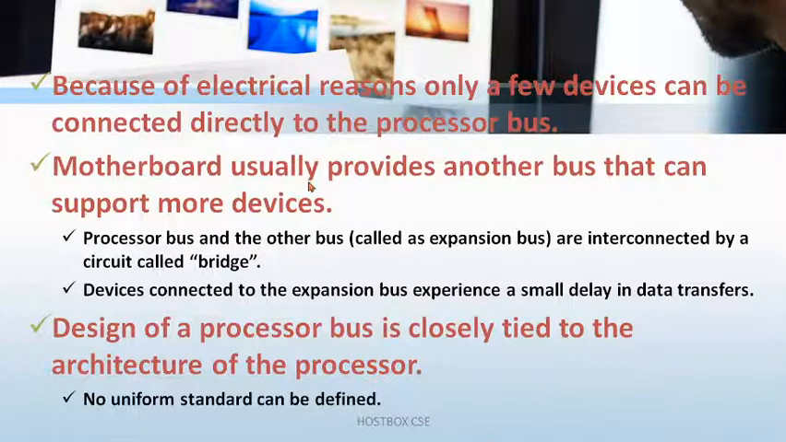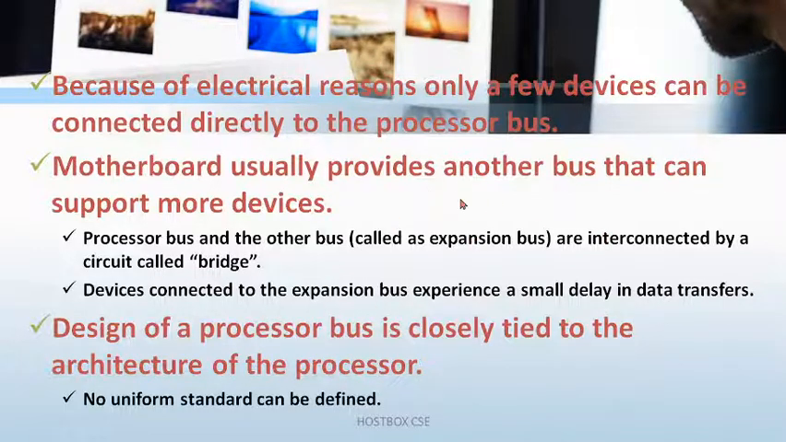In the computer, if you open the CPU, you have one important component, the motherboard, which is the main interface and provides a lot of connections. If you have any problem in the computer, they check the motherboard first. Here the processor bus and the other bus, called the expansion bus, are connected by a circuit called a bridge. Devices connected to the expansion bus experience a small delay in data transfer, don't forget. The design of a processor bus is closely tied to the architecture of the processor, so no uniform standard can be defined.